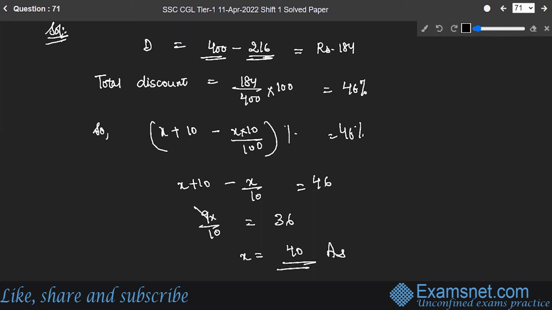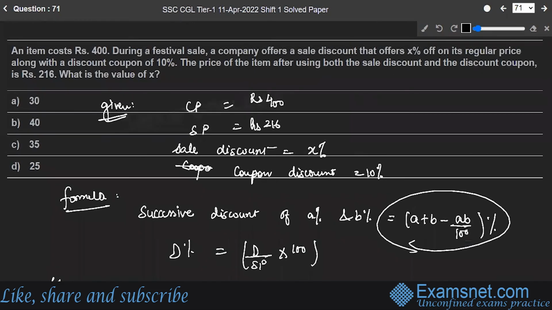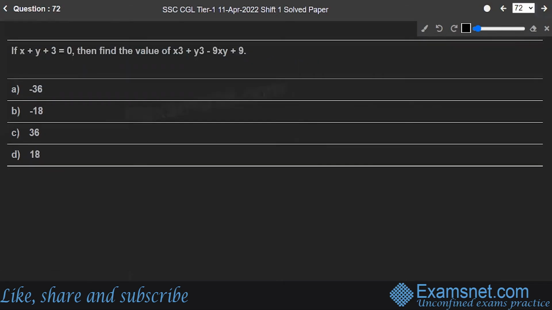So they will cancel, right? They will cancel at 4. X will be equal to 40. So this is the value of X. Let's see the options. Option B is the correct answer for the problem. Hope you're clear, right? Okay, let's move to the next question, number 72.